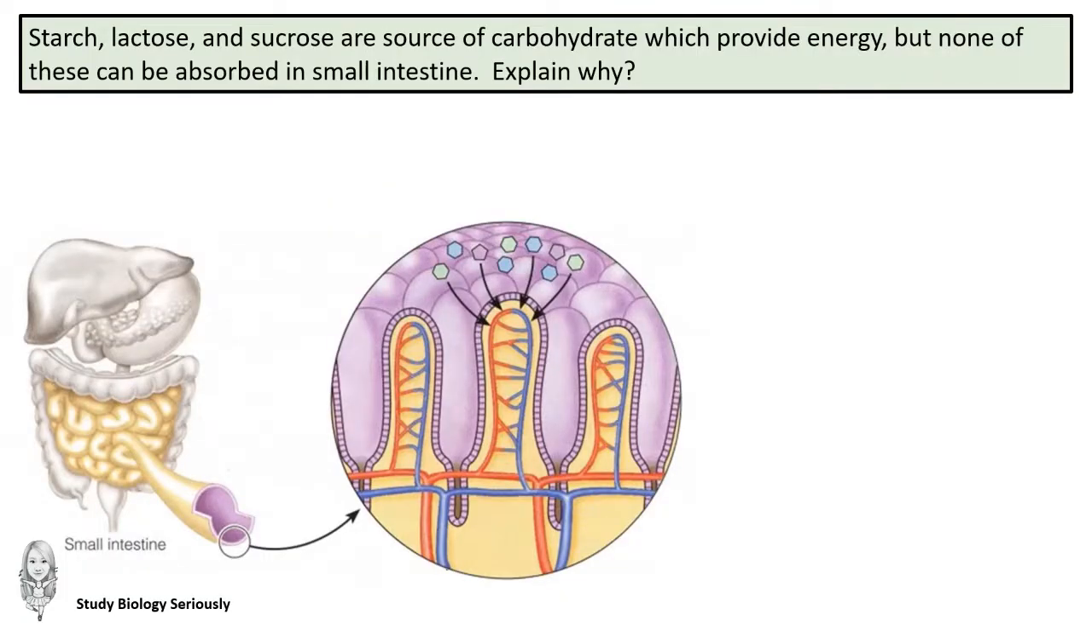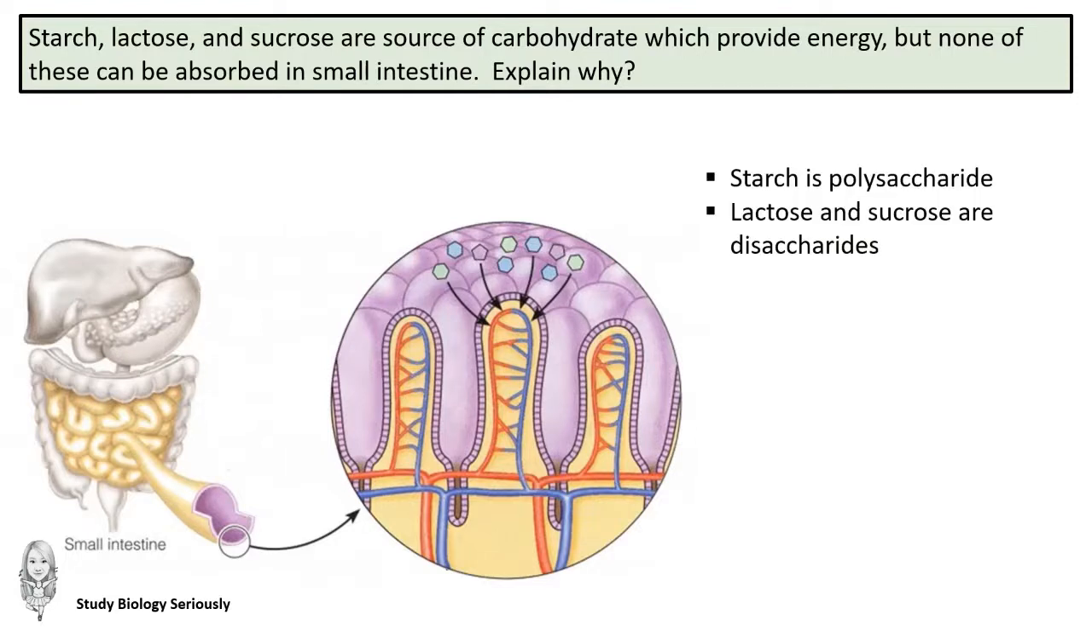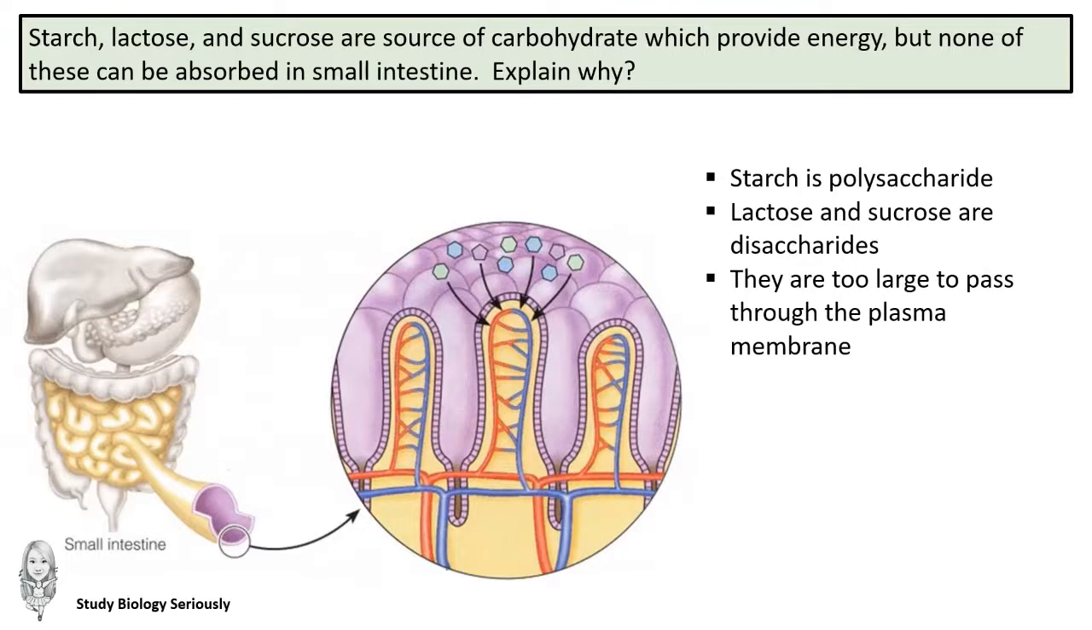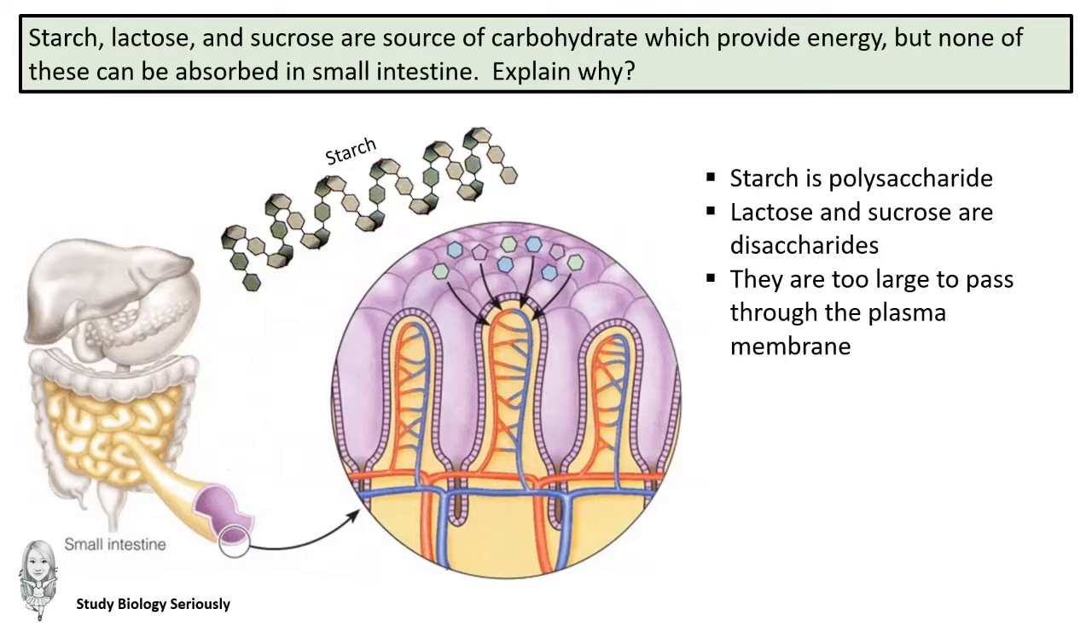Starch, lactose, and sucrose are sources of carbohydrate, which provide energy, but none of these can be absorbed in small intestine. Explain why. Starch is polysaccharide. Lactose and sucrose are disaccharides. They are too large to pass through the plasma membrane. You see the diagram of the starch. Starch is made of a long chain of glucose, so it is a large molecule.